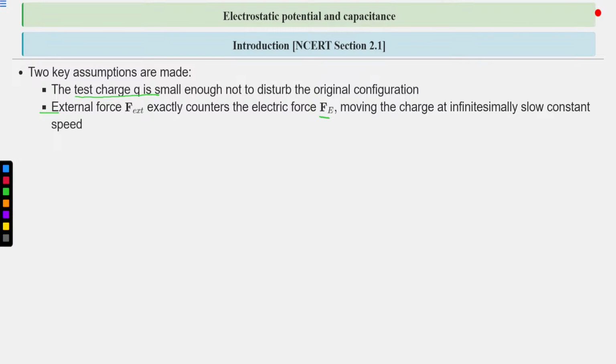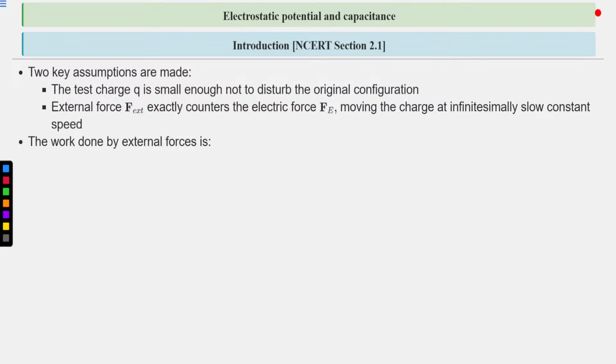What does that mean? That external force exactly counters this electrostatic or electric force, which means these two forces are equal and opposite, such that net force on the test charge is 0 and it moves with constant speed. There is no change in the velocity, hence kinetic energy. These are the two assumptions.